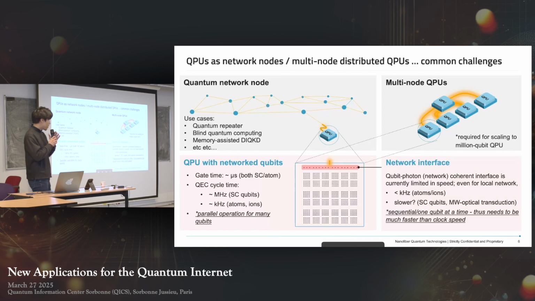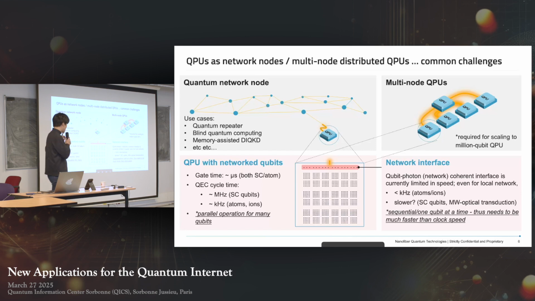On the other hand, network interface is really slow at the moment. For atoms and ions, which are one of the leading platforms, the network rate, the entanglement generation rate across the network, is less than kilohertz. So it's already slower than these operations. And the error rates are pretty bad compared to the local gates. Gates are like 99.9% fidelity. Network is less than 98%.